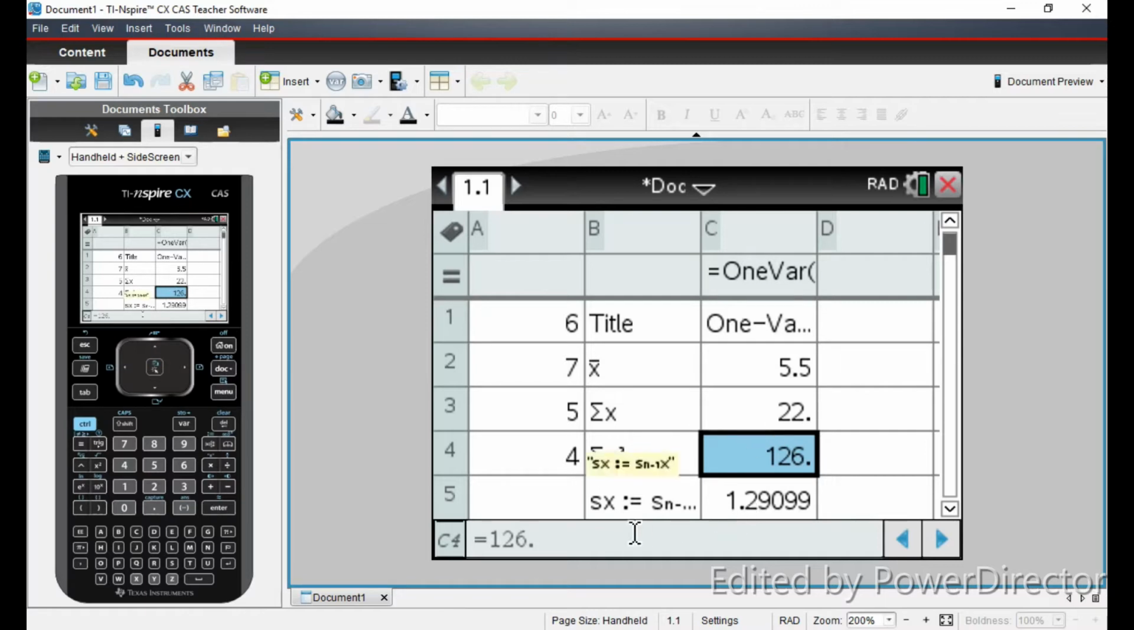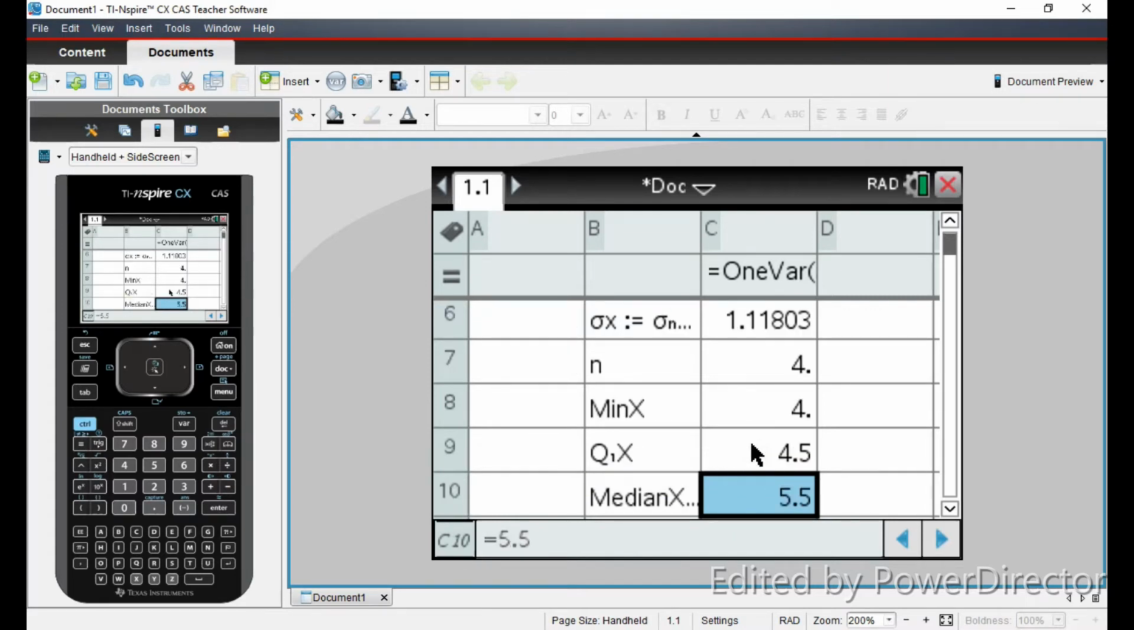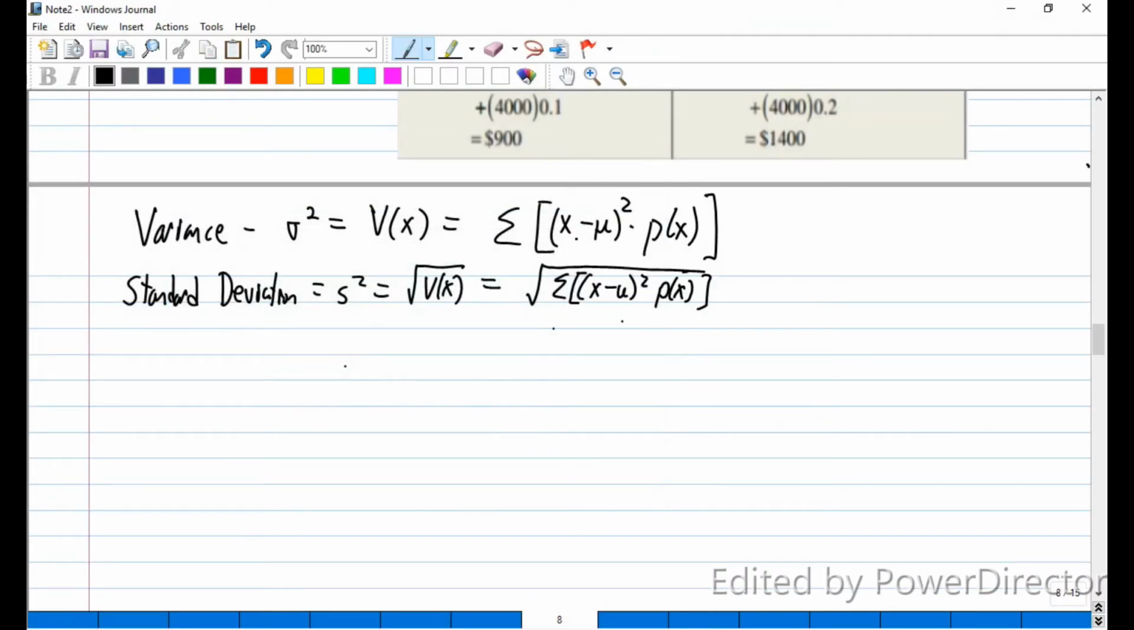The sample standard deviation is 1.29. Population standard deviation, the number of numbers, and so on and so forth. And you can even put in two sets of data and do the same thing. You've got to select some different options. So there's all kinds of statistical tools out there to help you. And as long as you understand how to do it out by hand, I don't mind you using those shortcuts whenever you can.